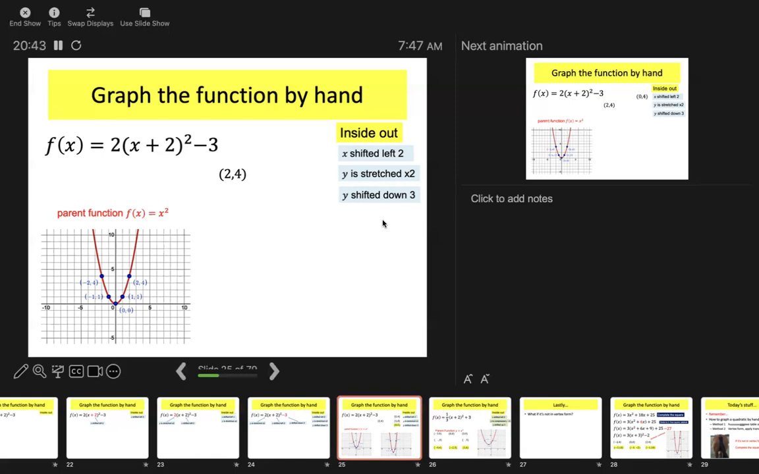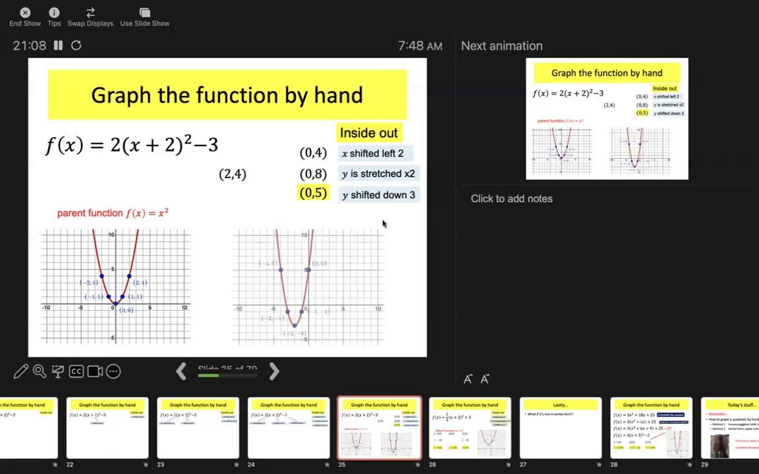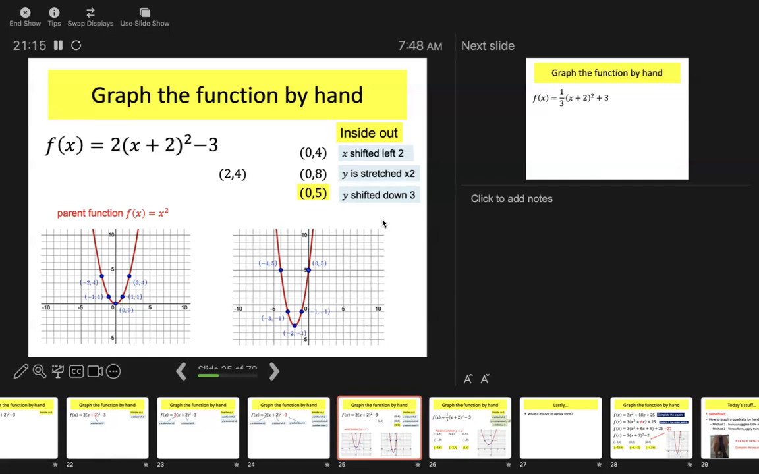So if we apply these shifts to it, x is shifted left 2, so that means we need to subtract 2 from the x value, so that 2 turns into a 0, 4. The y is stretched 2, so we take the 4, we multiply by 2, that gives me 8. And lastly, shift down 3, that would be 8 minus 3, which is 5. So that's just that one point right there on the parent function. That's its transformation. So in order to graph it, we decided to do it to 3 points, and the 3 points we picked were negative 2, 4, 2, 4, and 0, 0.